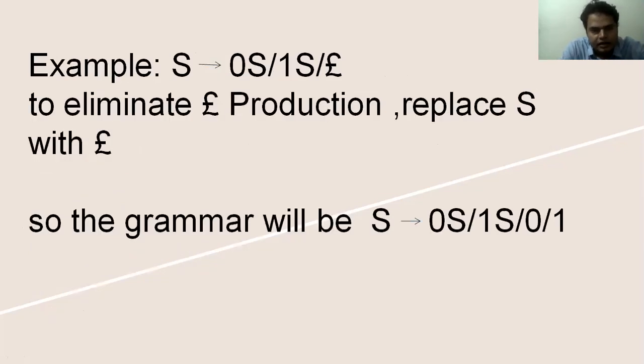Now there is another example of removal of epsilon production: S tends to 0S, 1S, epsilon. To eliminate the epsilon production, replace S with epsilon. So we put epsilon here, so we got 0, and we put epsilon here, so we got 1. So this is our final grammar: S tends to 0S, 1S, and 0, 1.